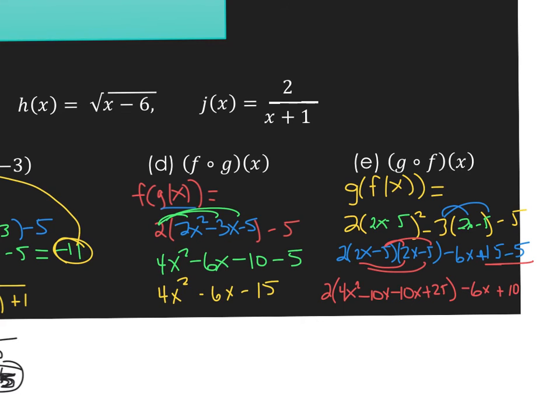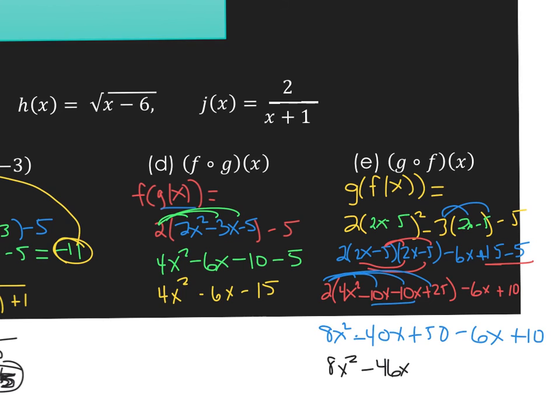And we're going to distribute some more. So we will distribute here now. Let's see, 8x squared. And we know negative 10x and negative 10x is negative 20x, times 2 is negative 40x. And 25 times 2 is 50. And minus 6x plus 10. Now what's left for us to do is to finish. So 8x squared minus 46x plus 60. And that's it, you're done.